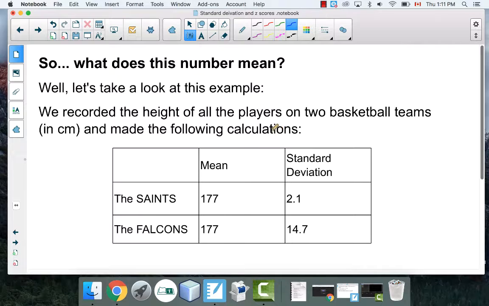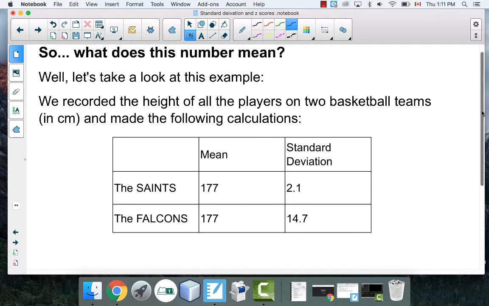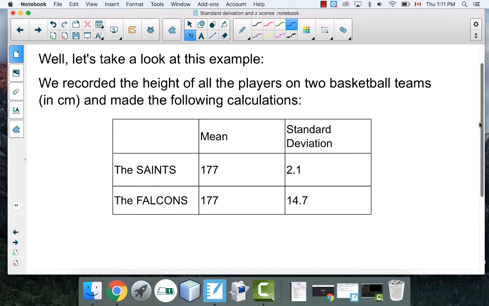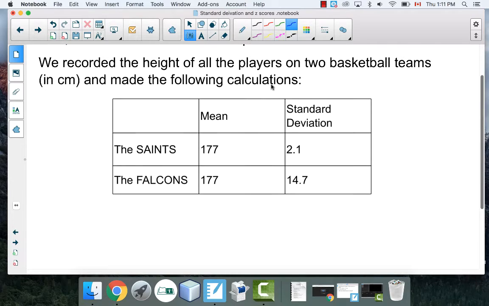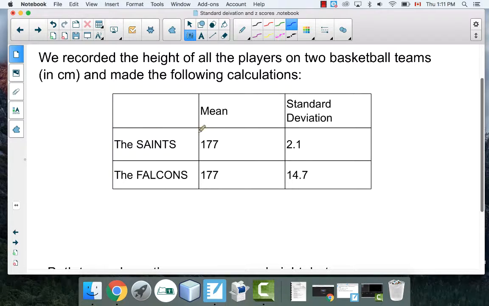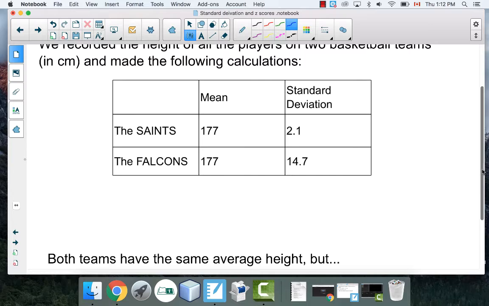Now, let's talk about another example, okay? So this is another example of standard deviation and how you interpret it. In this example, I've got the heights of all the basketball players on 2 basketball teams. For the Saints, their mean is 177, and the Falcons, the mean is 177 as well. The difference, though, is that the Saints have a standard deviation of 2.1, and the Falcons have a standard deviation of 14.7. So that's the only difference between the two.